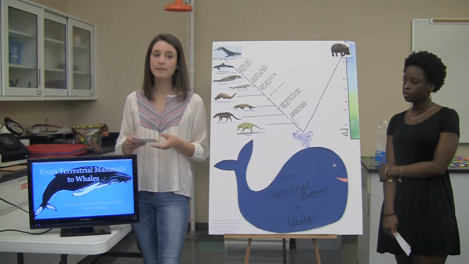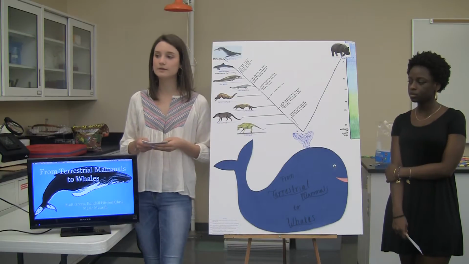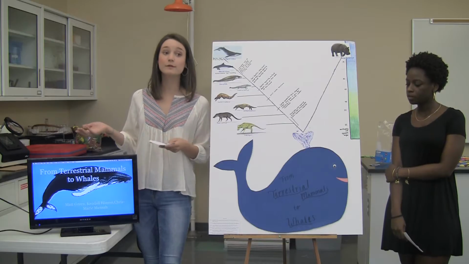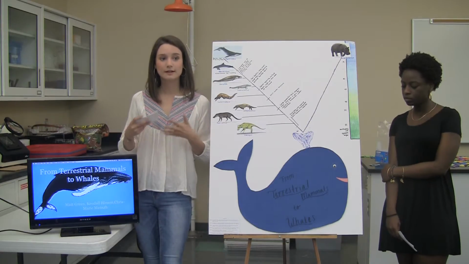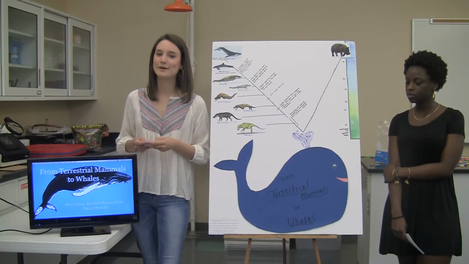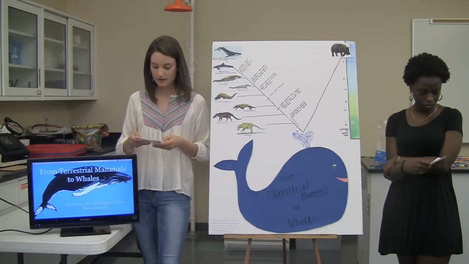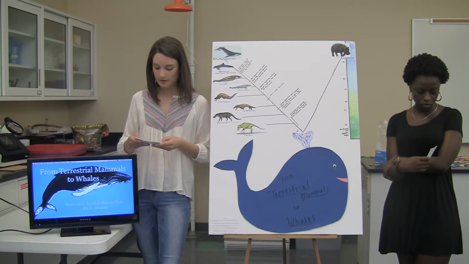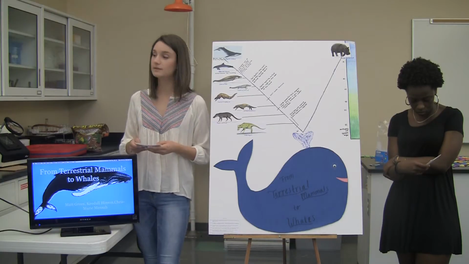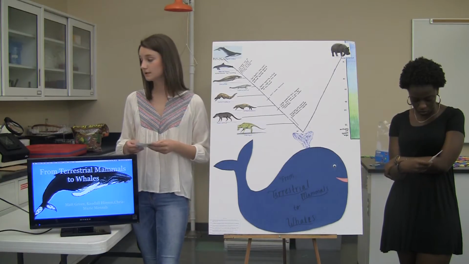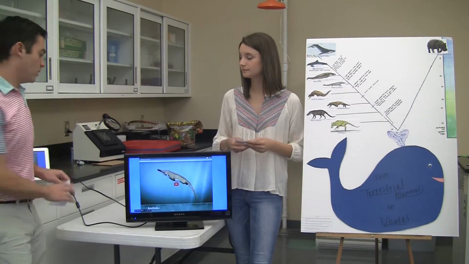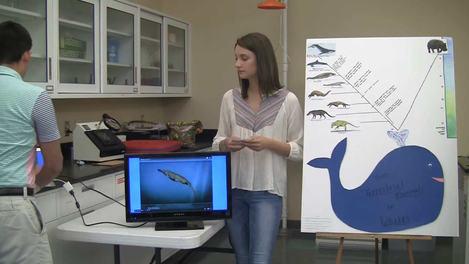So the hypothesis for why mammals became whales is that the food availability was much more abundant in water than on land. But it was unknown, and a new fossil record provides us with the morphological, genetic, and developmental evidence. So we have a little short animation about the evolution of whales.